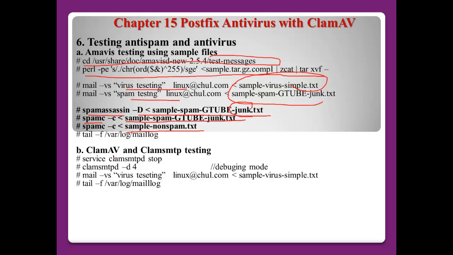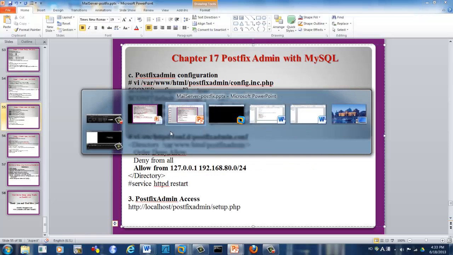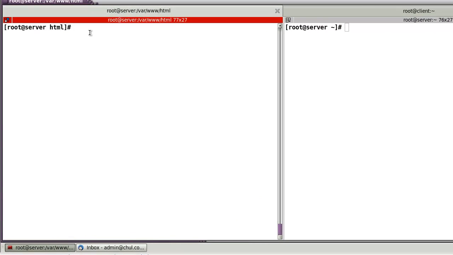And for ClamAV as well, the service clamsmtp: first stop it, and after that run clamsmtp in default, this one is a debugging mode. Here we can find the ClamAV message, and after that we can test virus testing with the username, using this kind of sample virus text, and the mail log will show some messages about this. Okay, then let's test here on the server.